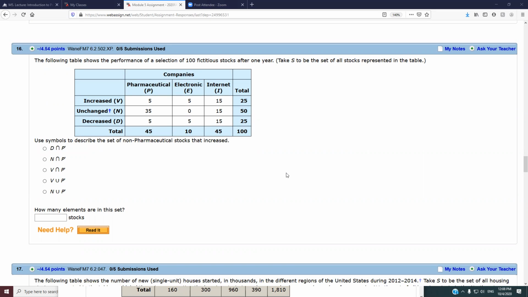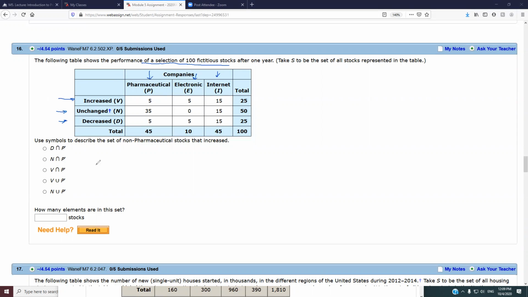All right, so here's a table, and I can see they're labeling the rows and columns here. So this is 100 stocks after 1 year. There are pharmaceutical stocks, electronic stocks, and internet stocks. The stocks either increased, were unchanged, or decreased. So these are the number of stocks showing up in the table.